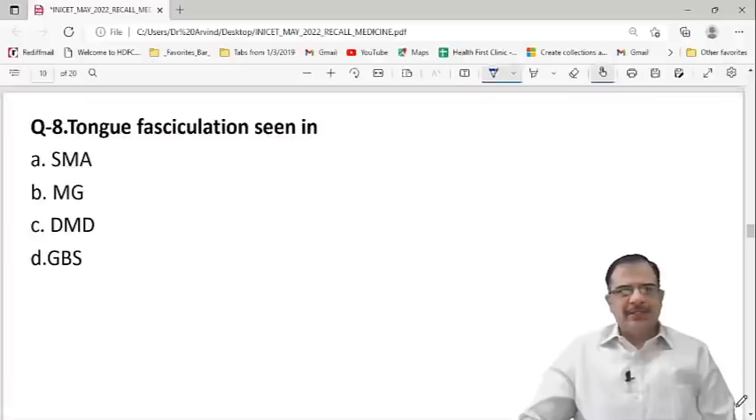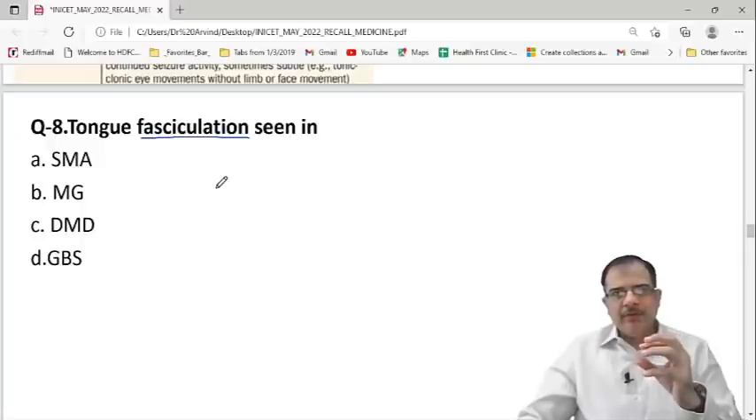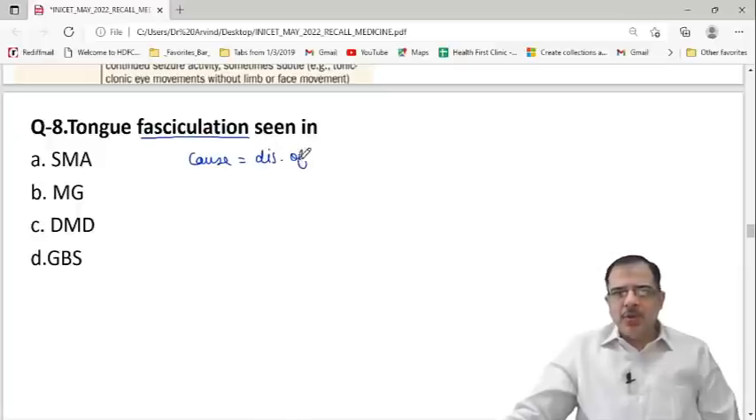Tongue fasciculations are seen in. So basically this fasciculation means it is a contraction, or we can say the movement of the muscle fiber which is supplied by one single motor neuron unit. One single motor unit supplies many muscle fibers, so they will be twitching, they will be contracting. And the cause for this twitching or contraction is basically the disease or lesion of the motor neuron.